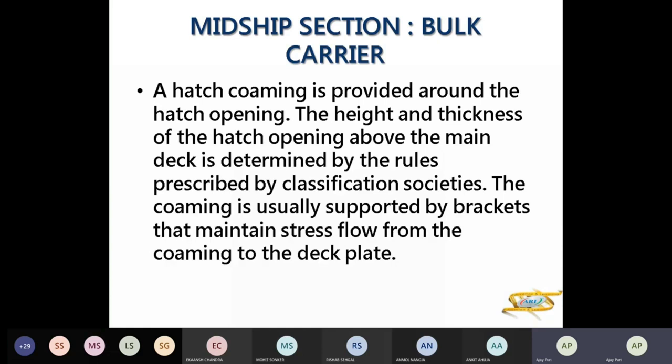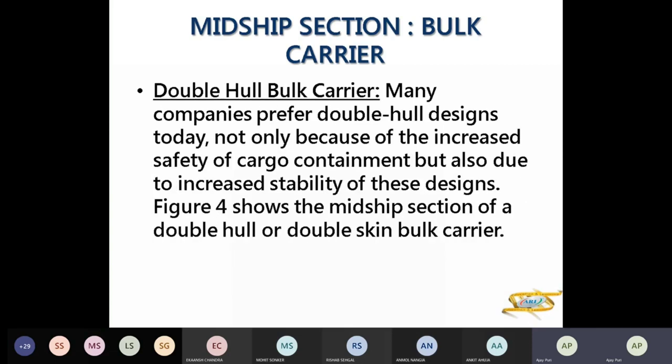So hatch coaming is provided around the hatch opening, and its thickness and height are determined by the rules. The height in position 1 is not less than 600 mm, position 2 is 450 mm. The hatch coaming is supported by brackets to maintain stress flow from coaming to deck plate. Now we come to the double hull bulk carrier.